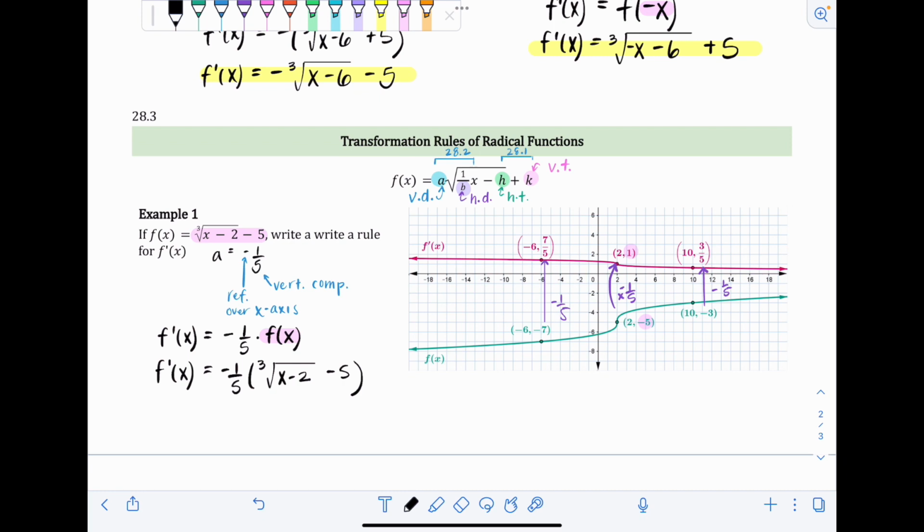And then if you can simplify, you need to. So we would go ahead and distribute the -1/5. So f prime of x is equal to -1/5 times the radical. It doesn't get multiplied in, it just stays out in front. So -1/5 times the cubed root of x minus 2, and then -1/5 times -5. A negative times a negative would be positive, and a fifth of 5 is 1. So 1/5 times 5 would be 1. So f prime of x is equal to -1/5 times the cubed root of x minus 2 plus 1.